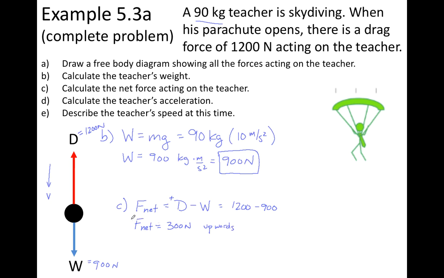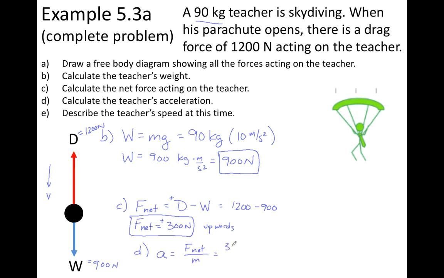I know that the net force is directed upwards because I got a positive number. Positive forces in this case indicate upwards direction. All right, part D wants us to calculate the teacher's acceleration. Well, the acceleration can be found by taking the net force and dividing it by the mass.